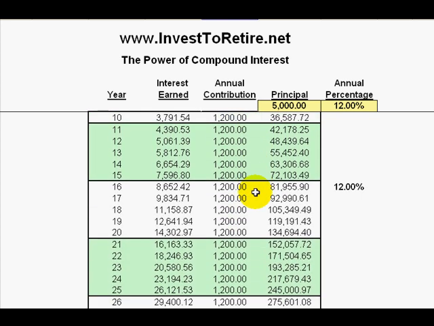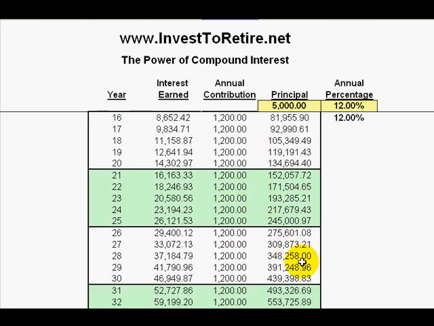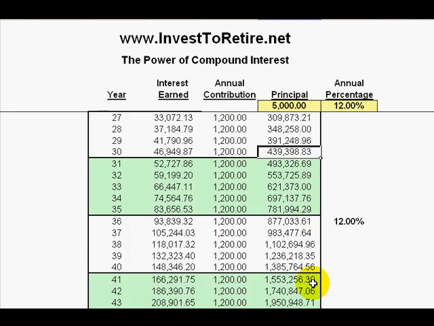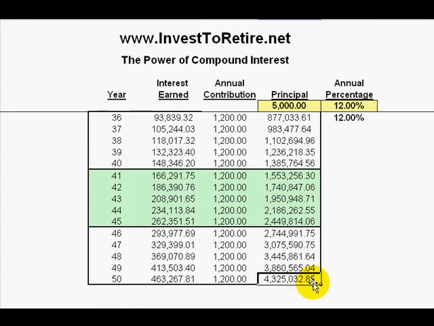After 30 years, you're at $439,000 plus. Can you guess where you're going to be after 50 years? 1 million, 2 million? I think you're going to be surprised that you're going to be over $4 million in your account at that point. Isn't it crazy to think that $5,000 transformed into $4 million?